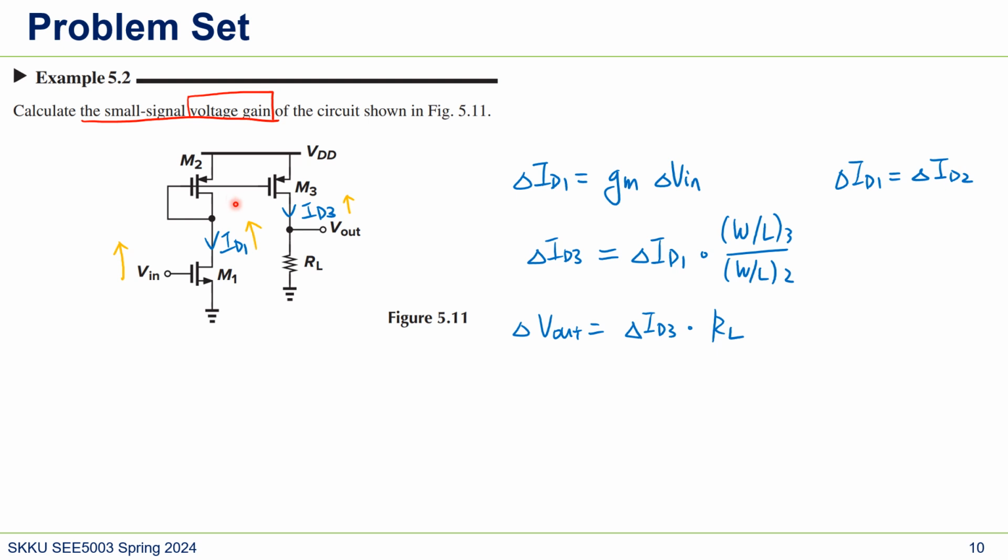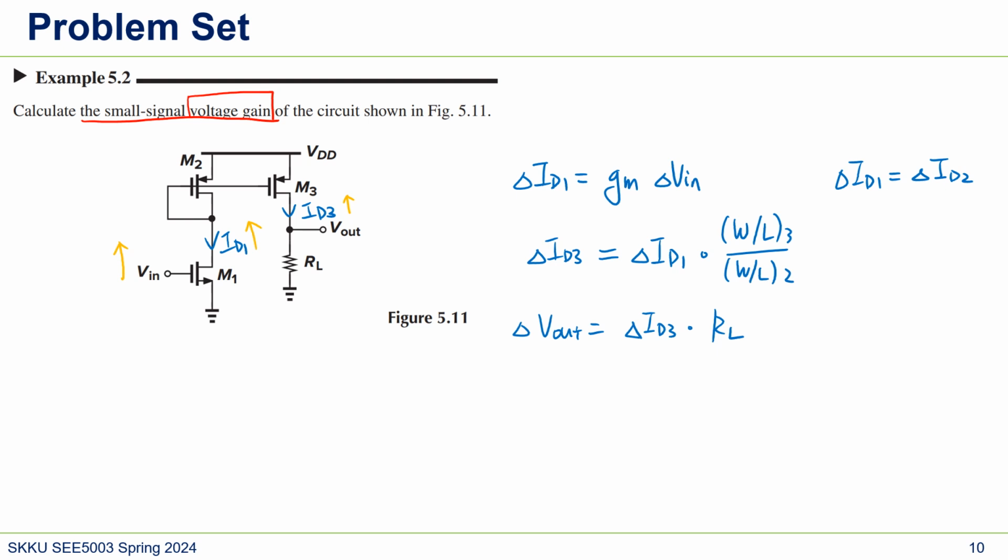Also, we can think of it like this: this is a CS, common source amplifier. So for a common source amplifier, the voltage gain is negative. And then we got another common source amplifier because this is PMOS, so the gain from here to here is also negative. So negative times negative is positive.